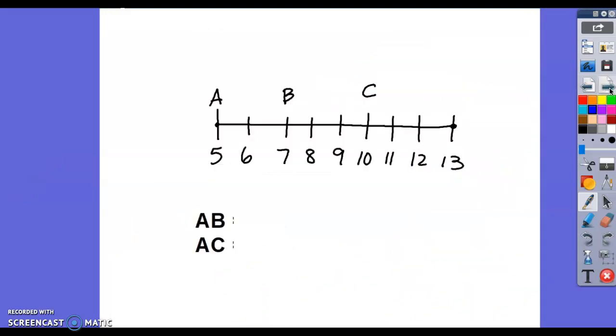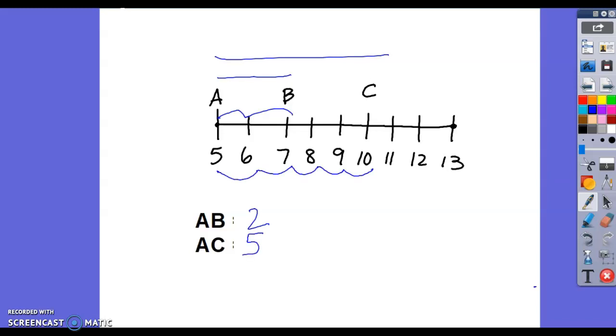Oh, just want to show you one more thing. If you ever get a line here, and it's named some locations for you, they ask you to find AB. They're asking you to find the length of AB. Well, how long is that? It's just 1, 2. To go from 5 to 7 is 2. And what's the length of AC? Do it, press pause and try it. From 5 to 10, well, you can just do 10 minus 5. Or you can count 1, 2, 3, 4, 5. Boom, done. We are finished.